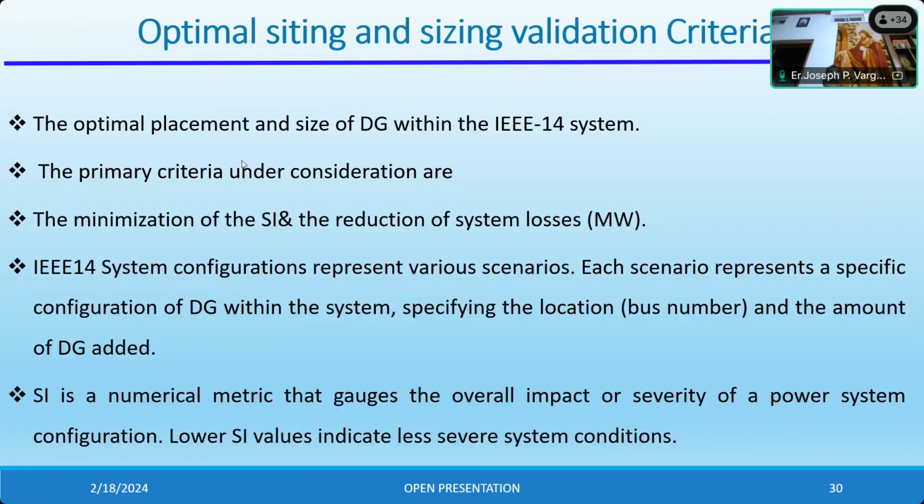The optimal placement and size of DG within the IEEE 14 system has been arrived at. The primary criteria under consideration are the minimization of the severity index and reduction of the system losses. The IEEE 14 system configuration represents various scenarios. Each scenario represents a specific configuration of DG within the system, specifying the location and the capacity of DG added. We know that the severity index is a numerical metric that gauges the overall impact of severity on a power system configuration. Lower SI values indicate less severe system conditions.